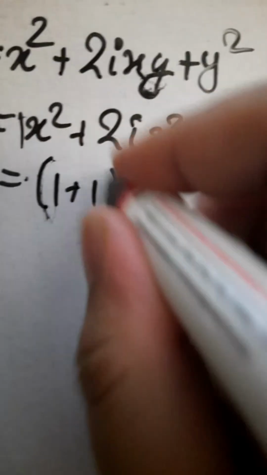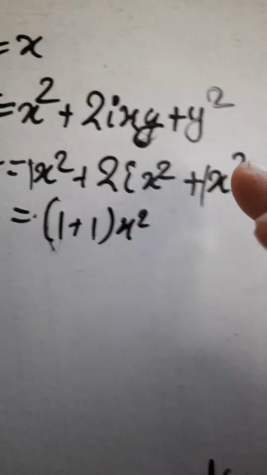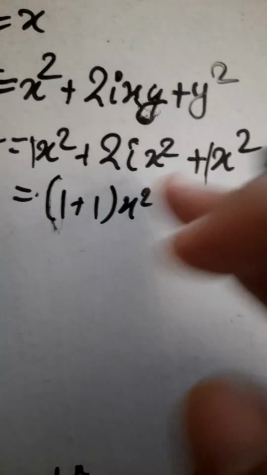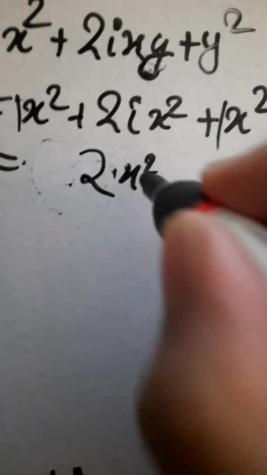See, let me show you. 1 plus 1 into x square. This goes out in multiplication. Then we add its coefficient, which is 1 plus 1 is 2, and x square. Okay, 2x square. Now we have plus 2ix square.